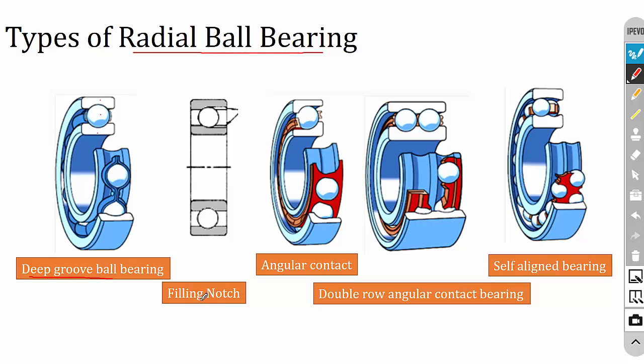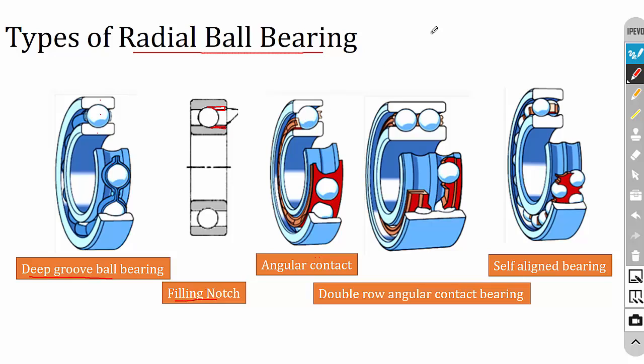In the case of the fillet notch bearing, a small notch is produced on both the inner race and outer race to keep the balls in position. You can see in the image, a small notch is produced here. So that is the fillet notch bearing. Then the next one is the angular contact bearing. In the case of angular contact, the inner race and outer race will be in angular contact with the balls.